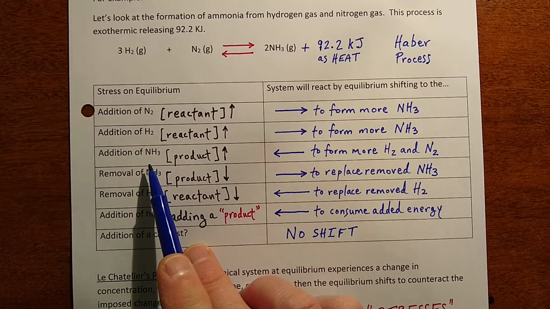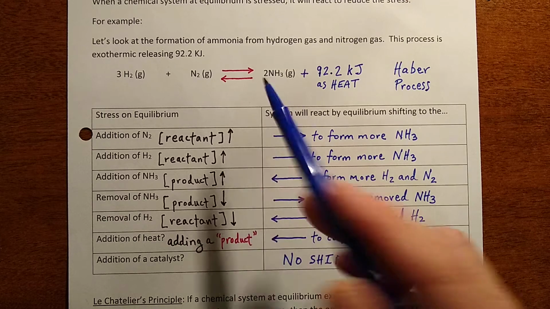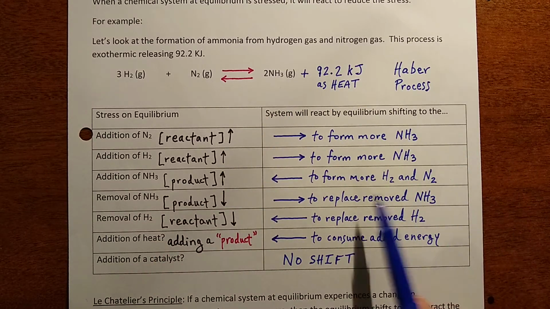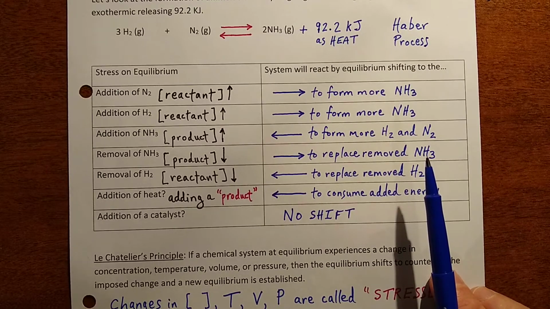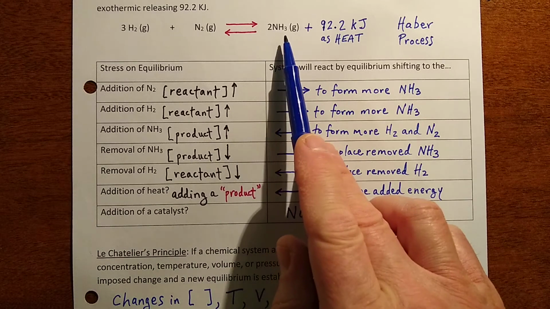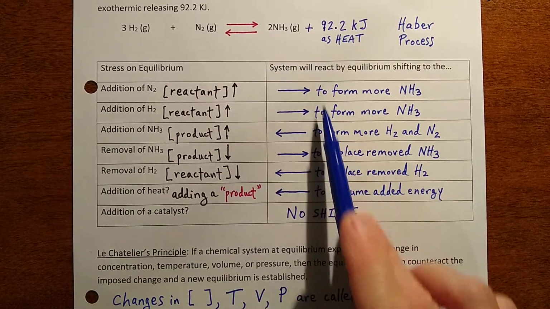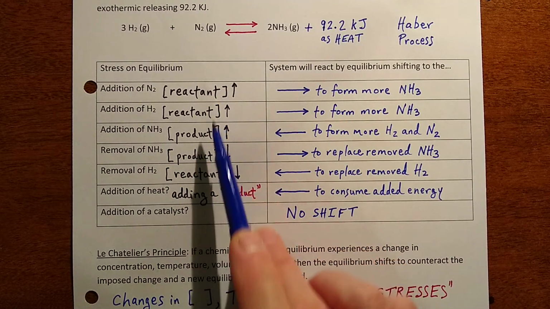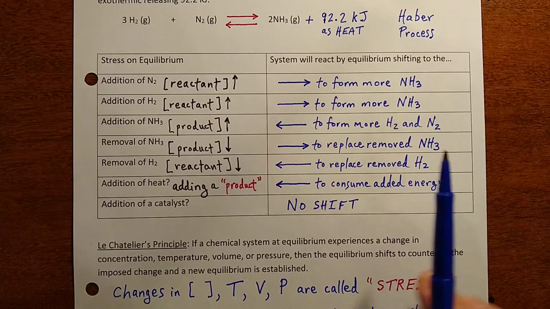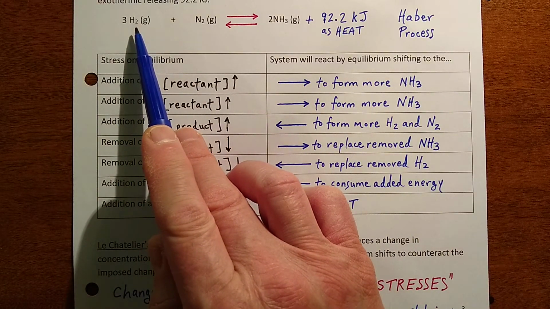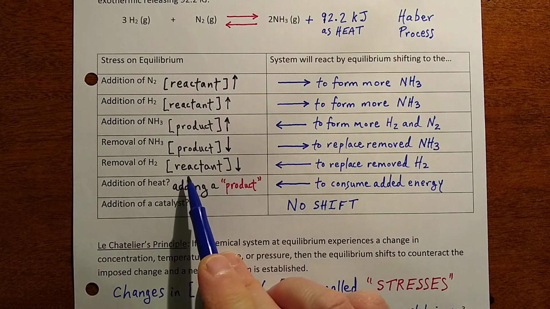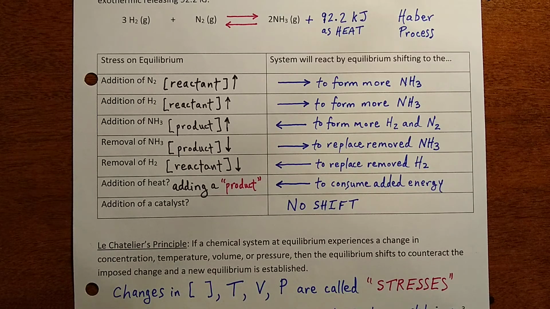If you add in ammonia, that would cause the shift to go in the opposite direction, toward the reactant side. So adding in a product shifts it to the left to form more reactants. Another way you could maximize the production of ammonia would be to remove it as it's formed. So removing a product is essentially the same thing as adding in a reactant. It causes the equilibrium to shift to the right. Conversely, removing a reactant, either H2 or N2, will cause the equilibrium to shift to the left.